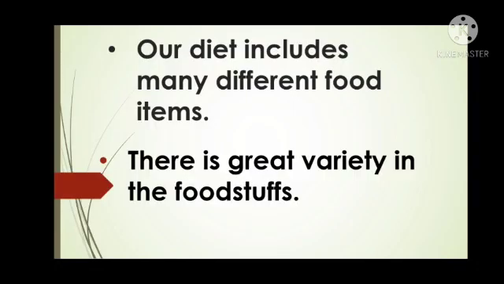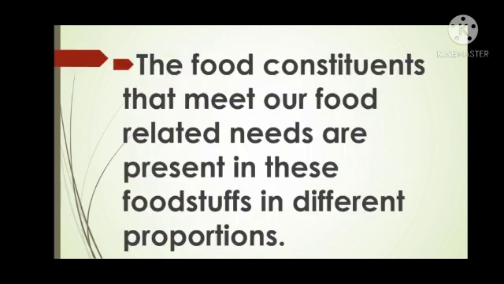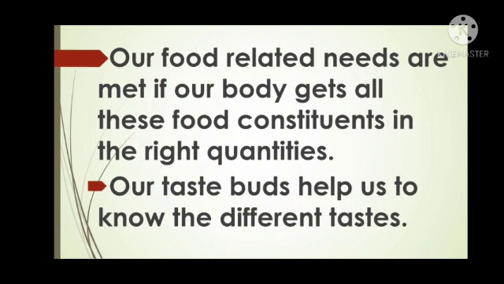So, in this lesson, we have learned that our diet includes many different food items. There is great variety in the foodstuffs. The food constituents that meet our food related needs are present in these foodstuffs in different proportions. Our food related needs are met if our body gets all these food constituents in the right quantities. Our taste buds help us to know the different tastes.